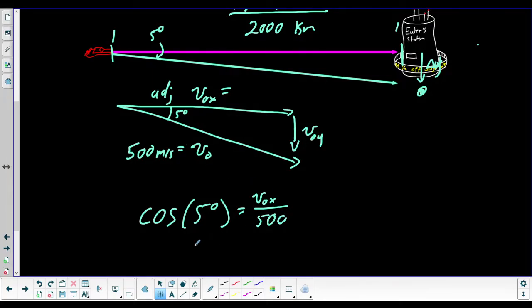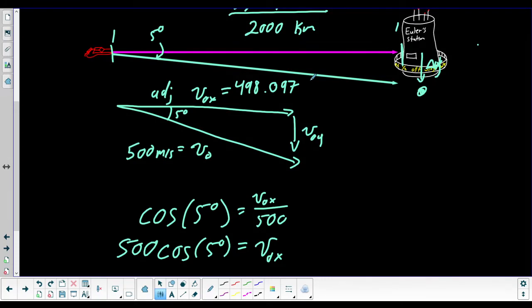Now we're going to multiply both sides by the 500, and then we're going to plug the cosine of 5 degrees into our calculator and multiply by 500 to figure out our x. Because we are only slightly off course, we're expecting this to be very, very close to 500. So if we get something like 200, we probably want to go back and check that our calculator is in degrees and not radians or something weird like that. So our velocity in the x direction is 498.097. And that's it, as close as my calculator says.